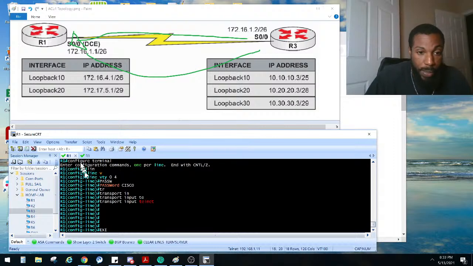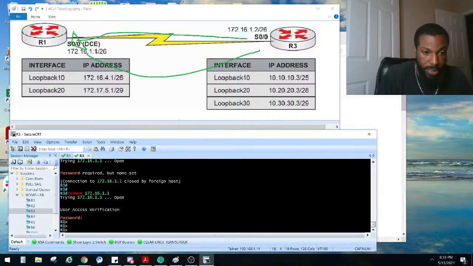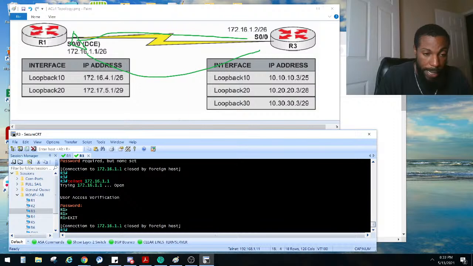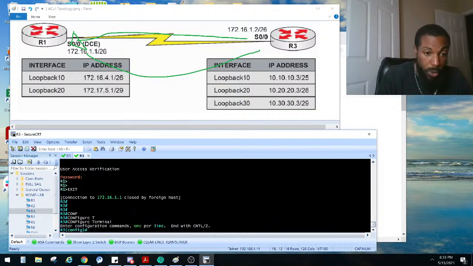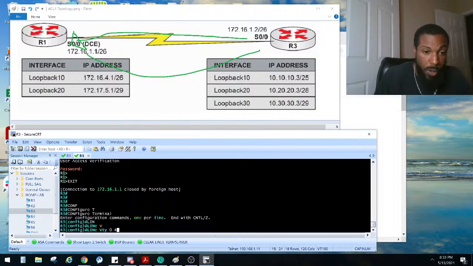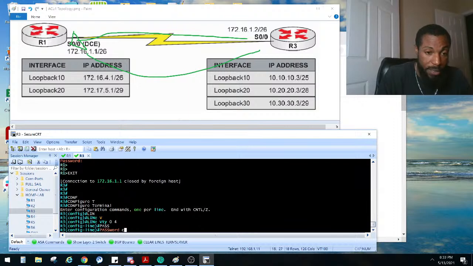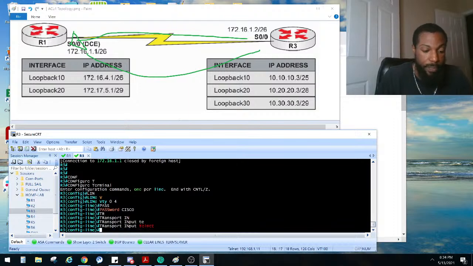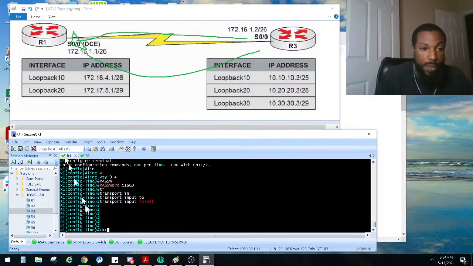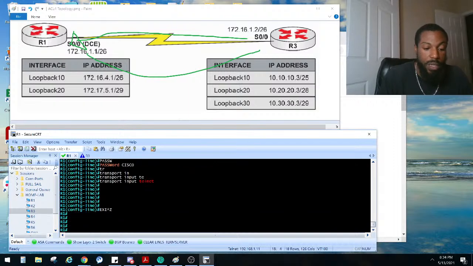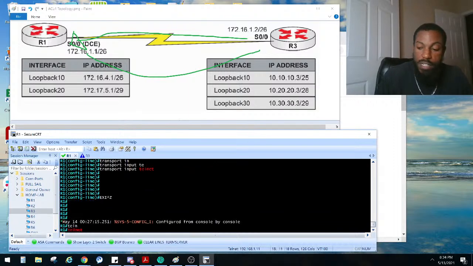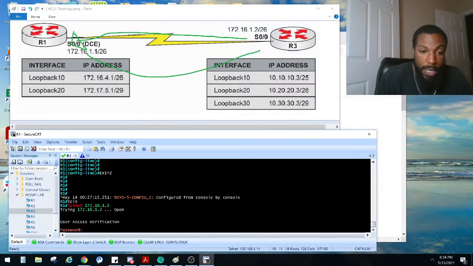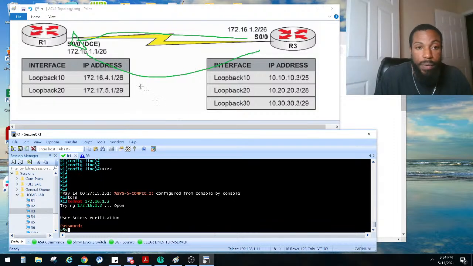Router 1. I mean, we got to go to router 3 and allow Telnet now. So let's get out of this and do the same thing. Go to global config mode, line VTY 0 through 4. We said the password was all caps Cisco, transport input Telnet. And now let's go from router 1 to router 3 and see if we can Telnet into 172.16.1.2. And that worked. All caps Cisco was the password, and now we're in router 3, right? So good to go there.